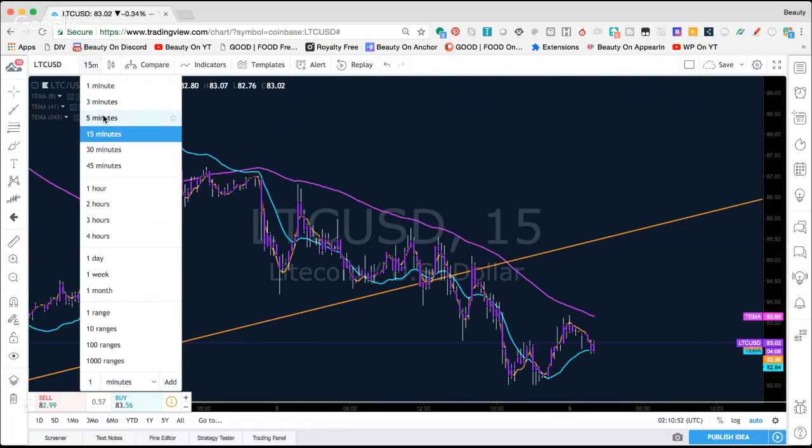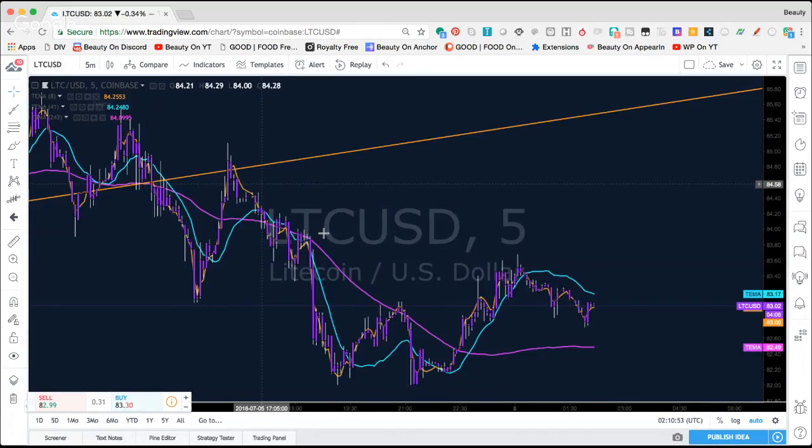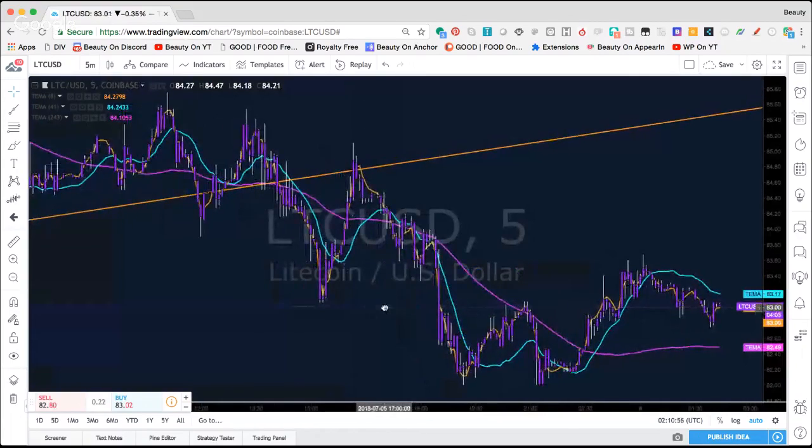I'm going to do the 5-minute because I think that's what I did with Bitcoin. And we'll move it here, and we can see all this craziness here. Left shoulder, apex, right shoulder, little blast off just in this area, falls off. And then here we are now.